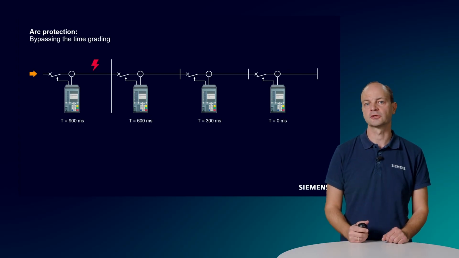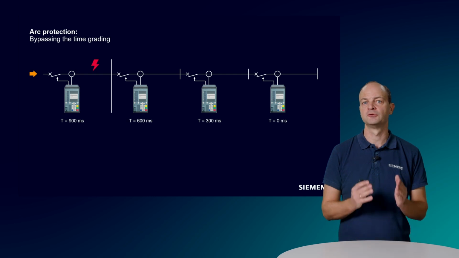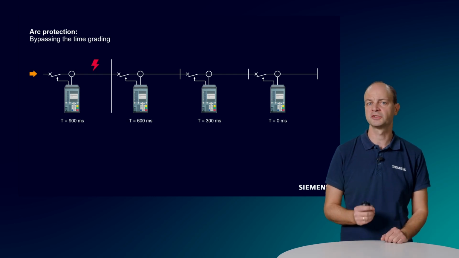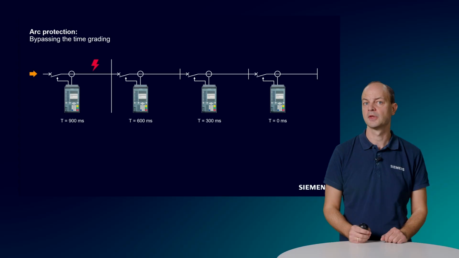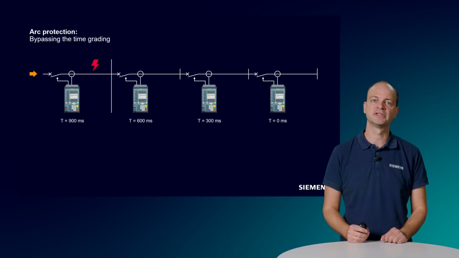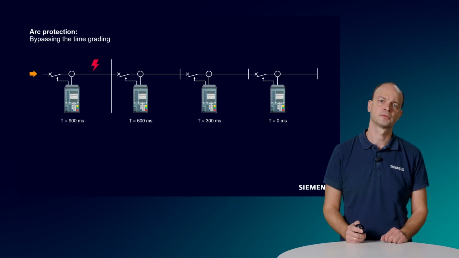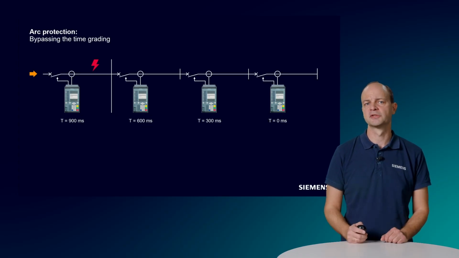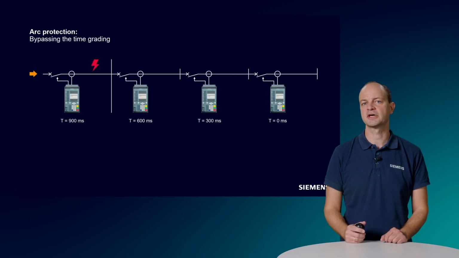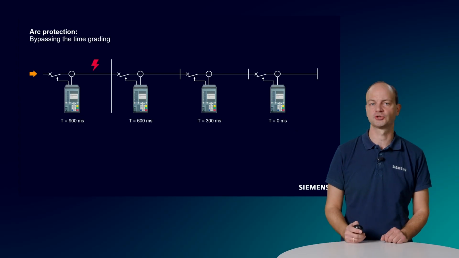Considering that the arc fault occurs at the beginning of the feeder, the relay that we see here on the left side would detect the fault and pick up. However, the relay would need to wait 900 milliseconds until it could finally trip the circuit breaker. Bearing in mind that the thermal damage starts already 100 milliseconds after the arc fault inception, you can imagine the extreme destruction after such a long arc fault duration.